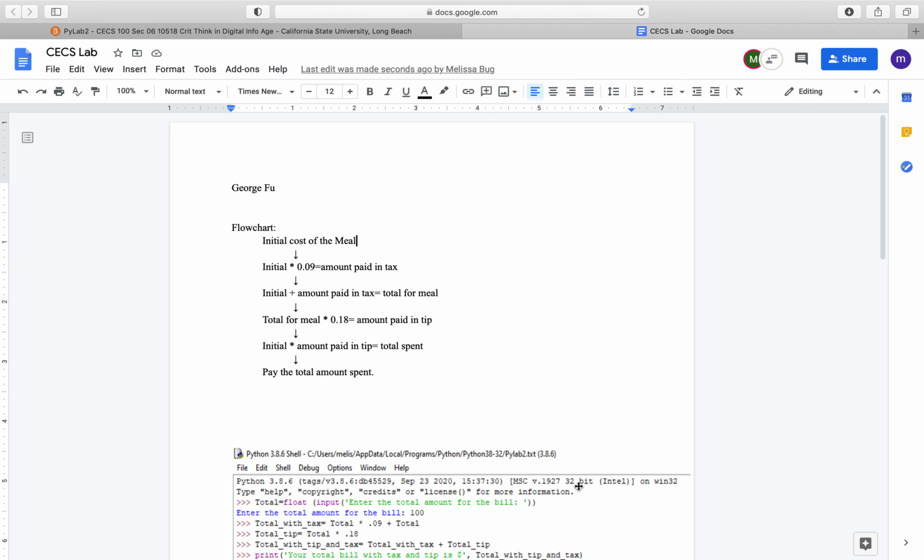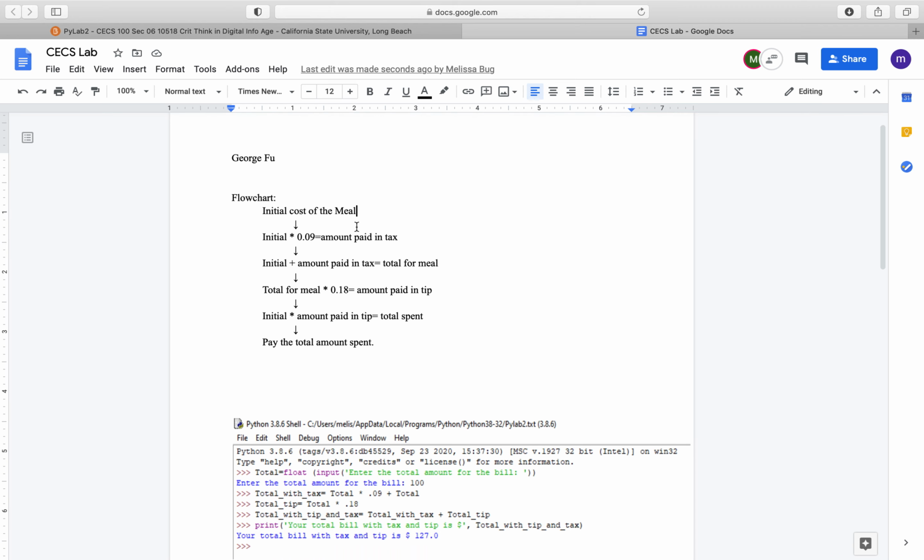Hello. So this is our flow chart for this lab. First we would have to start with our initial cost of the meal. And usually at restaurants you would have to pay the tax and of course give a tip. So in this scenario, we would have a 9% tax we would have to pay.